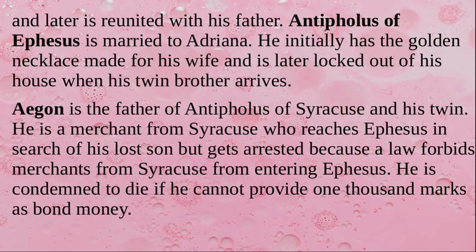Antipholus of Ephesus is married to Adriana. He initially has the golden necklace made for his wife and is later locked out of his house when his twin brother arrives. Aegon is the father of Antipholus of Syracuse and his twin. He is a merchant from Syracuse who reaches Ephesus in the search of his lost son but gets arrested because the law forbids merchants from Syracuse from entering Ephesus. He is condemned to die if he cannot provide 1,000 marks as bond money.